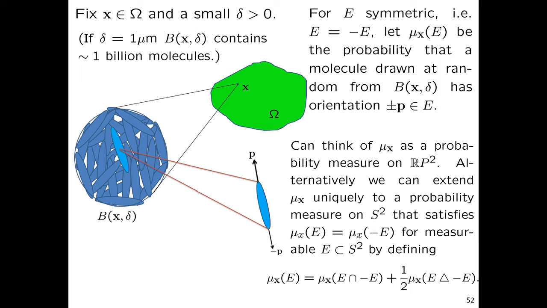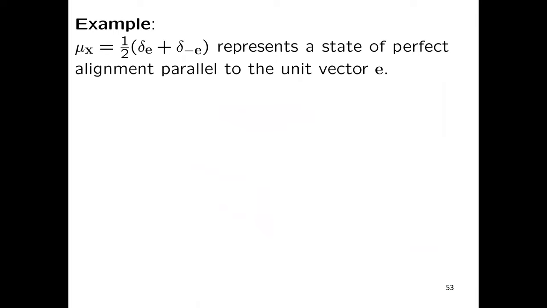Okay, so now you might also want to not only average over this ball, but over some small time interval, because we know that the orientations are jiggling around using thermal motion. So here's an example. Mu x is half the Dirac mass at E plus the Dirac mass at minus E. That would represent a state of perfect alignment parallel to the unit vector. So you've got probability one of getting an orientation which is plus E or minus E, and probability zero of getting any other orientation.